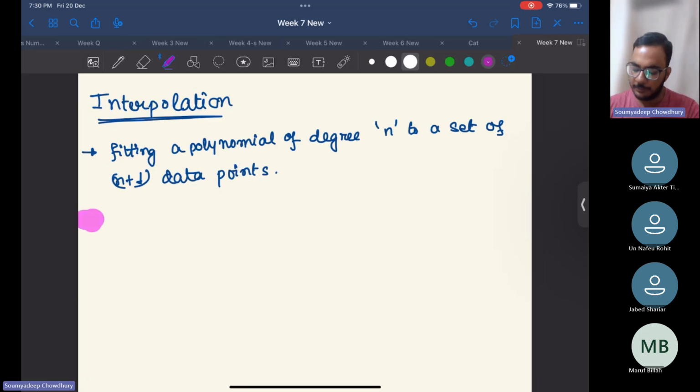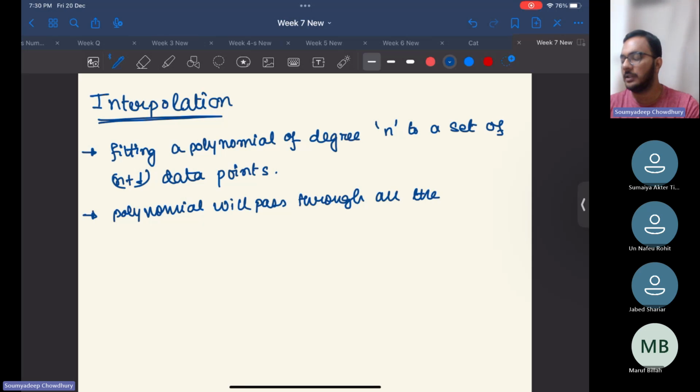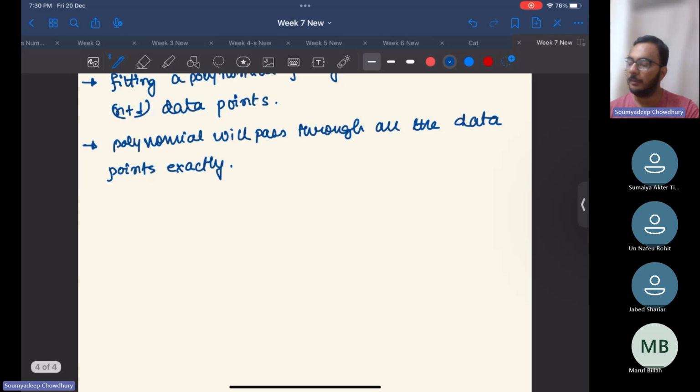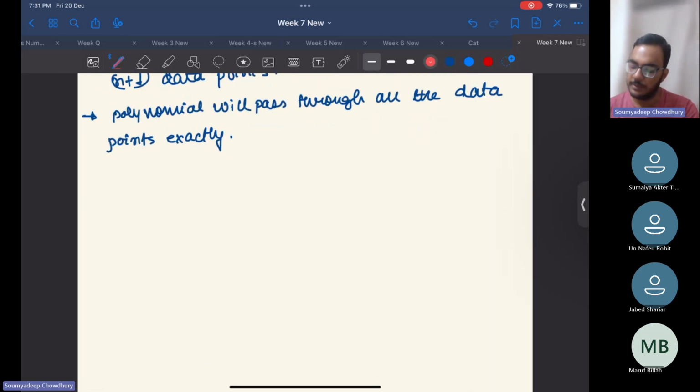So this polynomial will pass through all the data points exactly. There is no approximation or error concept here. Your polynomial will pass through all the data points exactly. There are many interpolating polynomial formulas available. We'll see some of them. First one is Newton's interpolating polynomial.